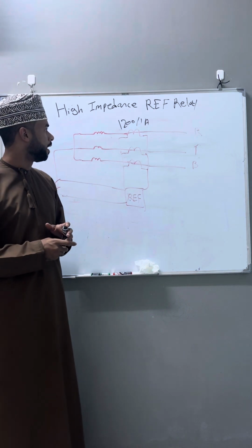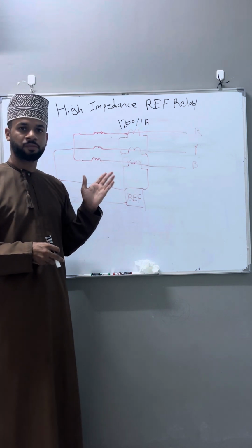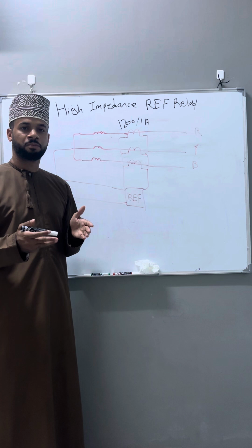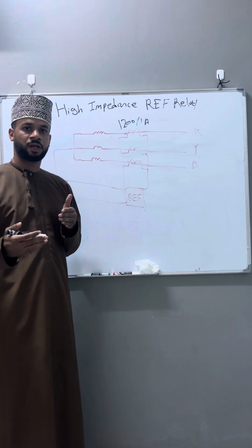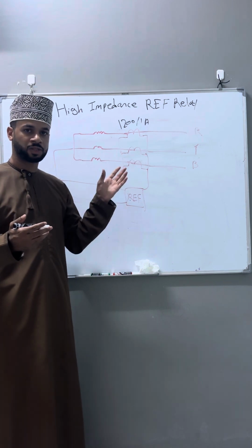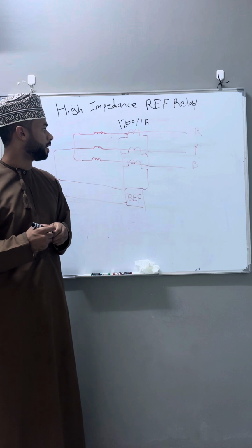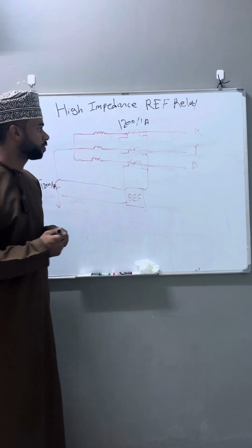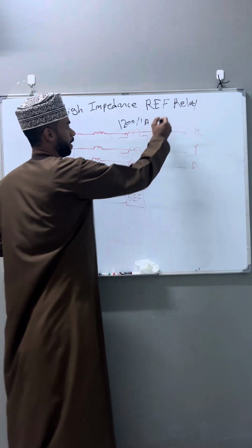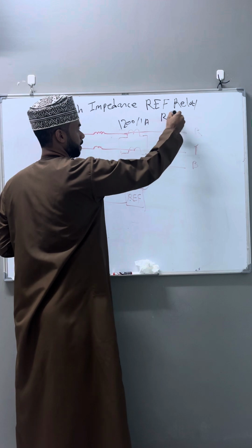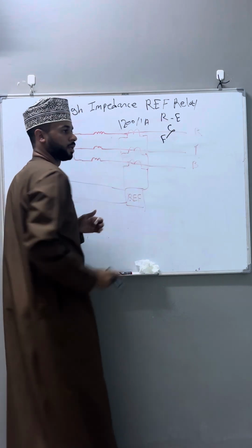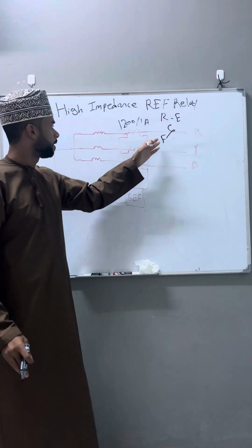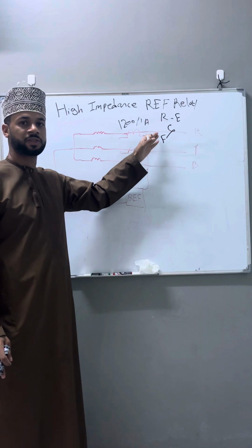Okay. Now we can simply understand how the REF works by giving some study cases or some fault locations in the diagram. Now assume I have an R to earth fault in this location. If you check this location, this fault is an external fault.